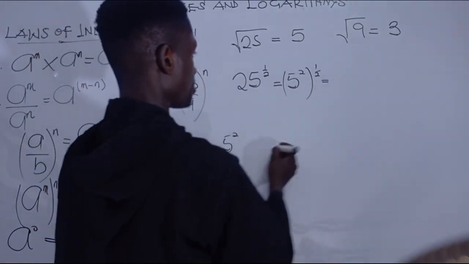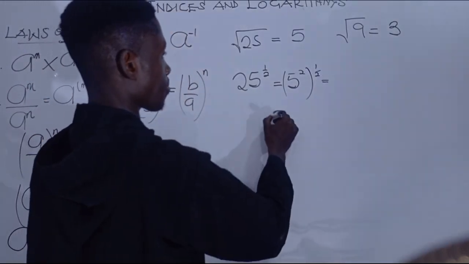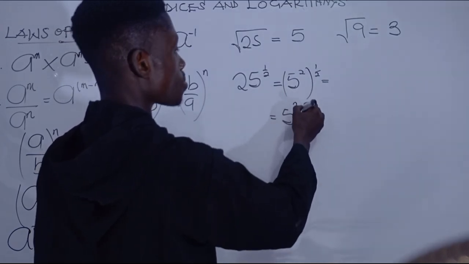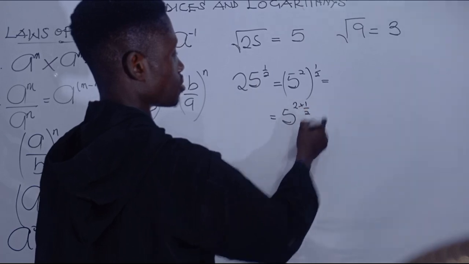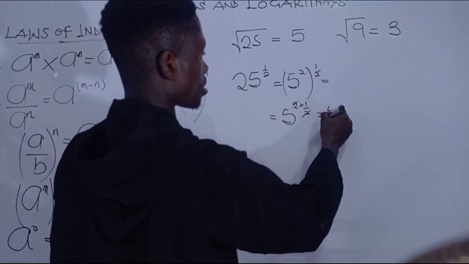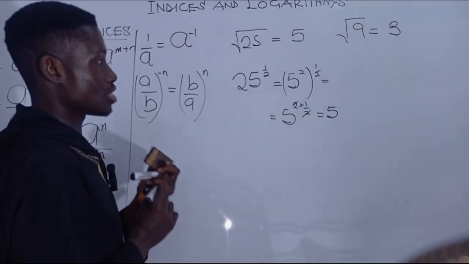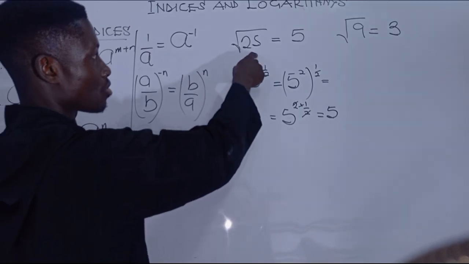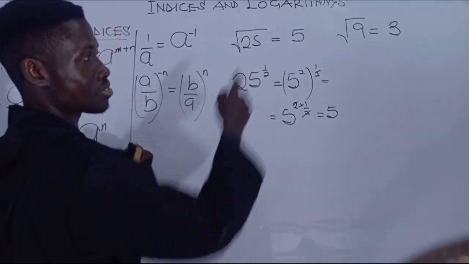Now we know that we are going to have 5 and then 2 times 1 over 2. To realize that these two will cancel these two, we are left with 5. So it means that 25 raised to the power half is 5, and root of 25 is 5. Let's look at root of 9.